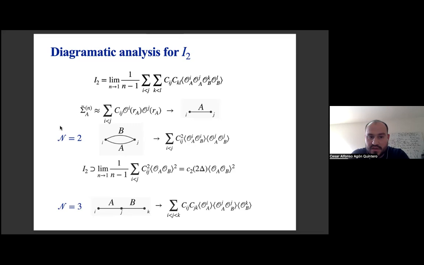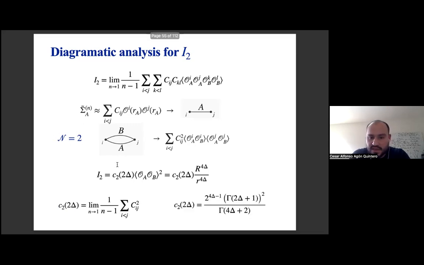So actually, the only contribution will be this contribution to the mutual information. And so in general, then we will have the formula that I already told you, where the coefficient, whose formula I showed you before, is given by doing this sum. So we have to sum the square of the OPE coefficients, ordered, and taking the limit when n goes to 1. So this is the definition. Okay, so we are done.